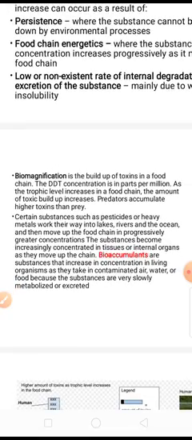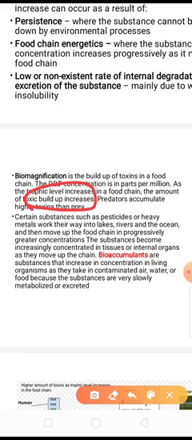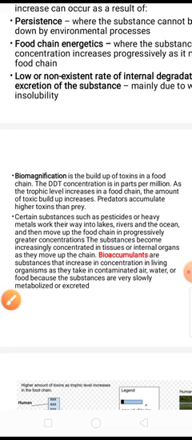This is the best example of a food chain. The DDT concentration is in parts per million, that is ppm. As the trophic level increases in the food chain, the amount of toxin builds up, increases. So the toxin gets increased, and that is why we call it magnification. So predators accumulate higher toxins than prey.